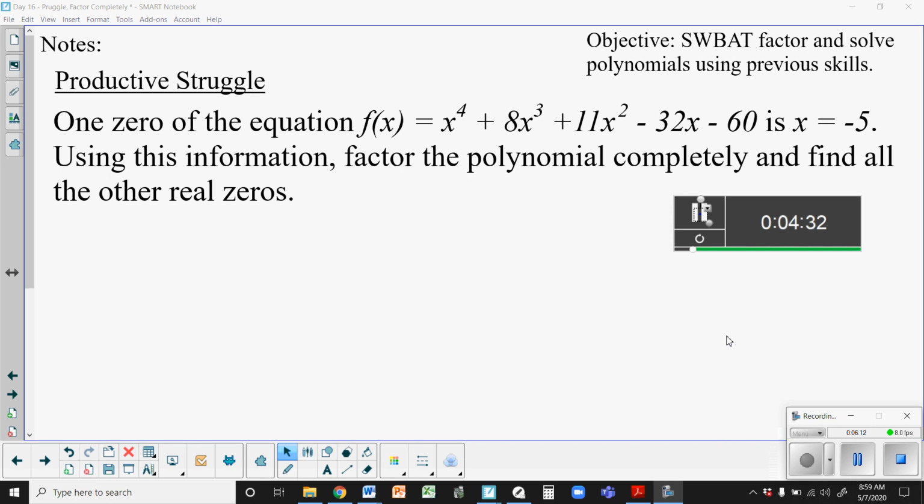All right, so if you didn't pause during that time, pause now, and then see what you can come up with. So one student is going to say, since we have 5 terms, we can't do any factoring. And then another student said, well, if we know that a zero is x equals -5, what can we do with that?